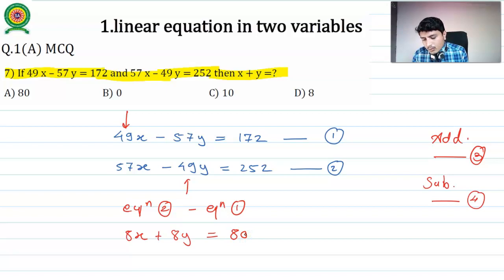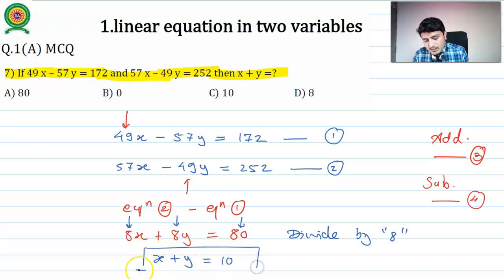Now look at the coefficients of variables x and y as well as the constant. All are divisible by 8, so divide the equation throughout by 8. We get x plus y equals 80 divided by 8, that is 10. So the value of x plus y is 10, and the correct choice is C, 10.